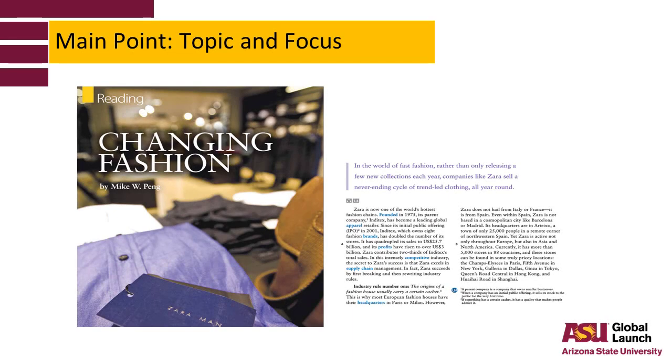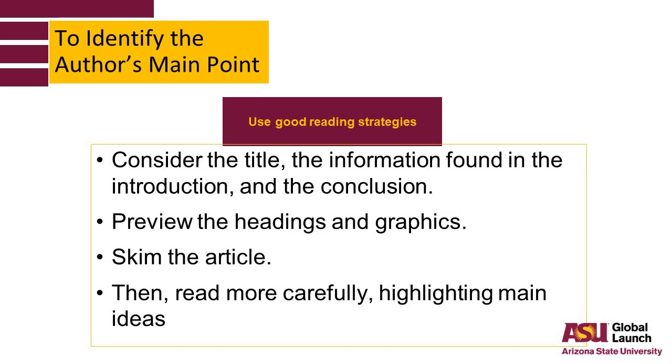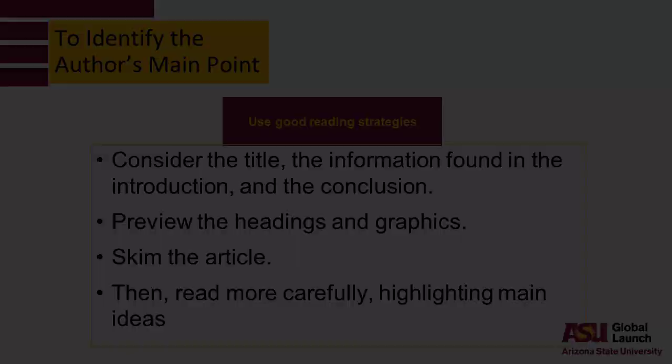Depending on the purpose, the main point is located in the beginning. This is especially true for articles where the writer's purpose is to inform or explain something. To identify the main point, use good reading strategies. As a review, consider the title, the information found in the introduction and the conclusion. Preview the headings and graphics, then skim the article. As you actually read the article, highlight what you believe is the main point. Write that down, then include it in the first sentence of your summary.